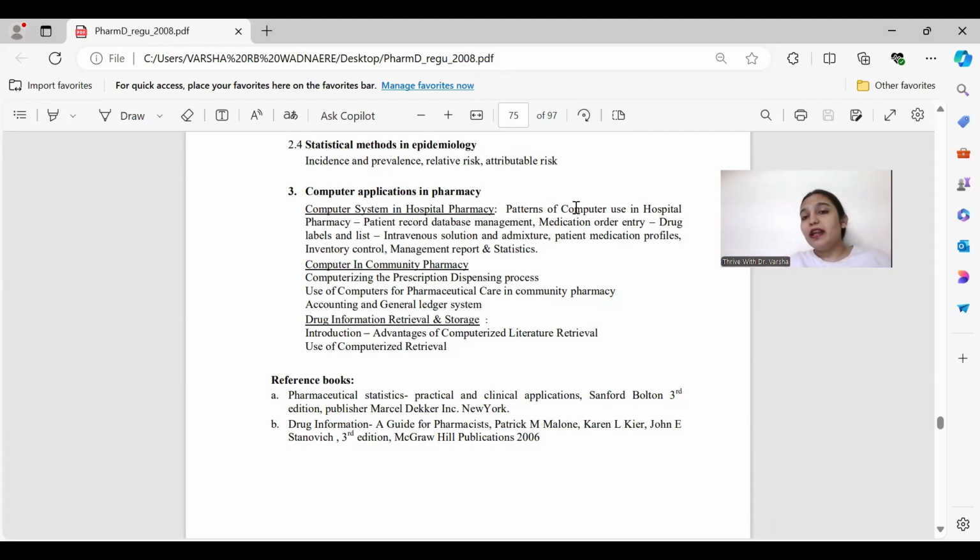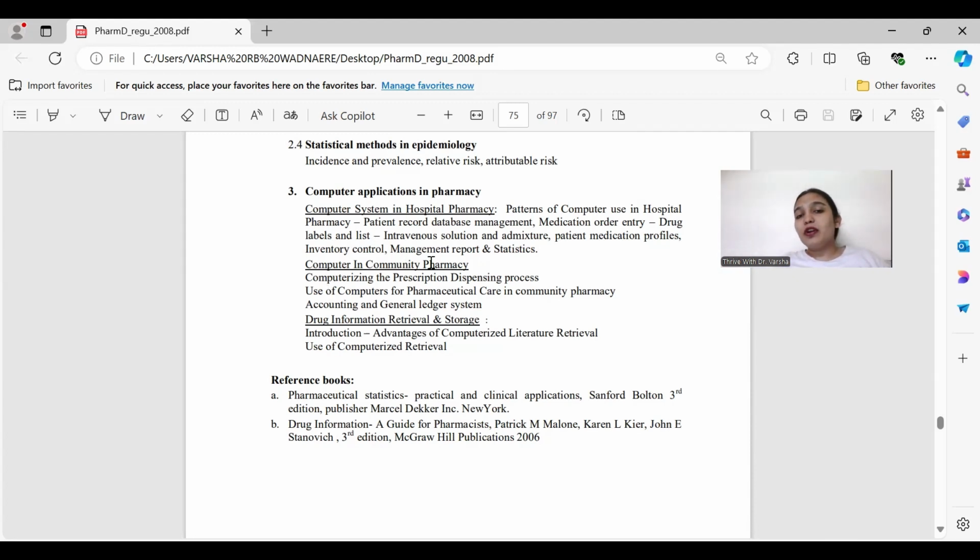be learning that. Medication order entry, how you will do it, drug labels and list, if for IVs, then admixture, patient medication profiles, inventory control, management of report and statistics, means the computer-based layout and the management through a digital platform, how you will manage a hospital pharmacy, inventory, distribution. So you'll be having that knowledge of the layout, you'll be learning that.